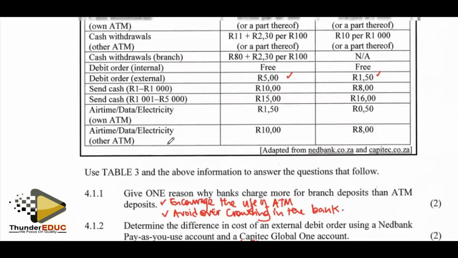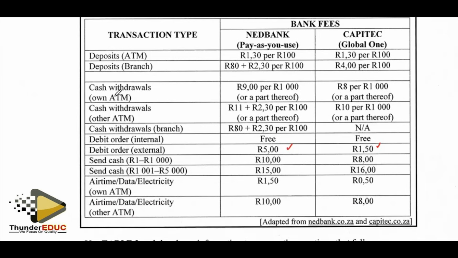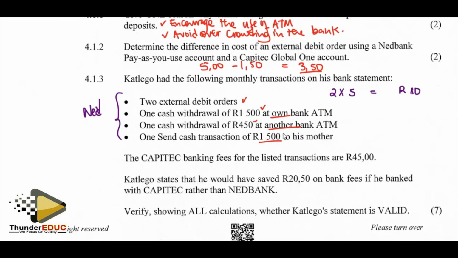Then the cash withdrawal at own bank. Cash withdrawal at own bank takes 9 rand per 1,000. So the person withdrew 1.5, which is taken to be like 2,000. So it will be 2 times 9 rand, which gives 18.